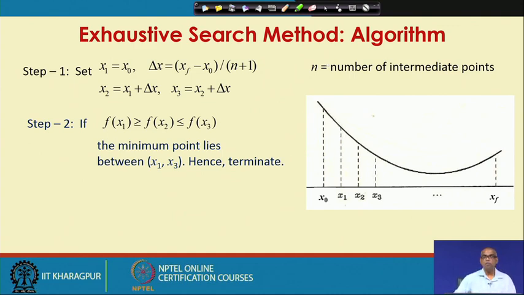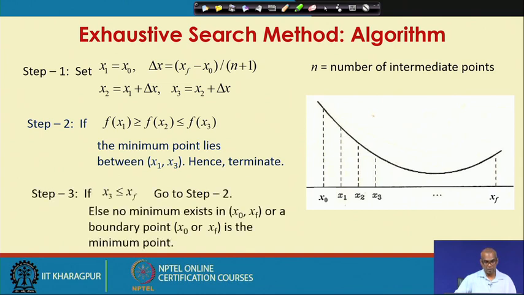And take the final interval of uncertainty as x1, x3. If x3 is less or equal to xf, we go to step 2 to check whether the condition is satisfied or not. Else no minimum exists in x0 to xf, or a boundary point, that means either x0 or xf is the minimum point.